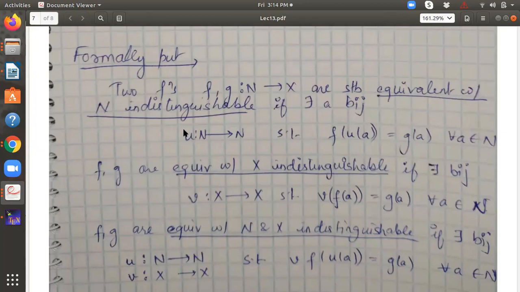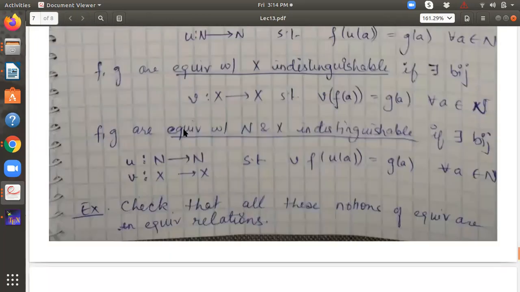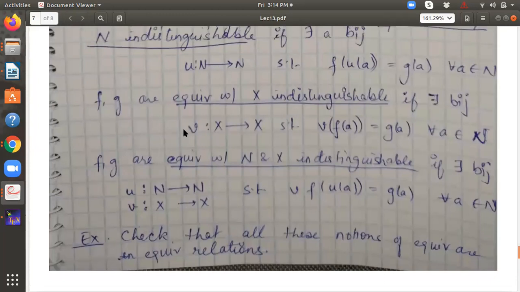So an exercise for you is that here we have three types of equivalences on the set of functions. You have to show that all of these notions of equivalence are actually equivalence relations.